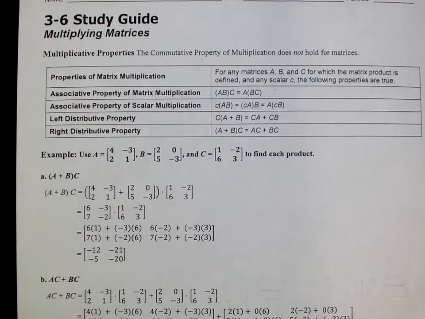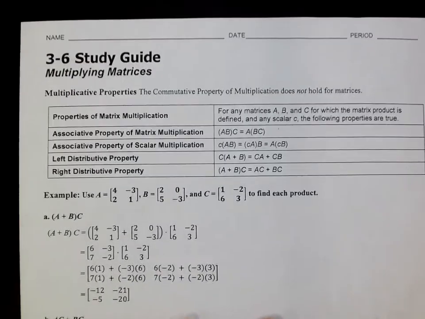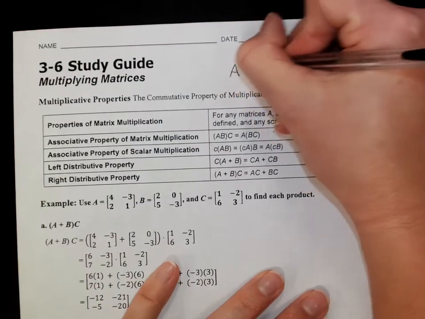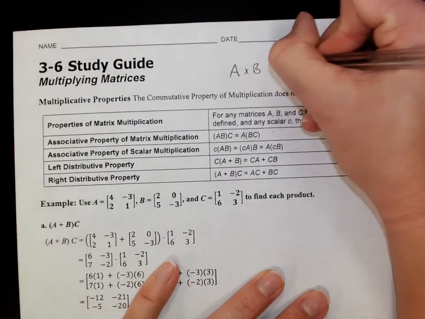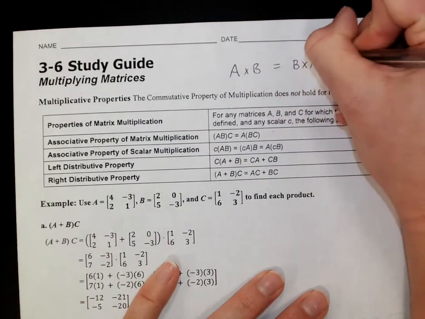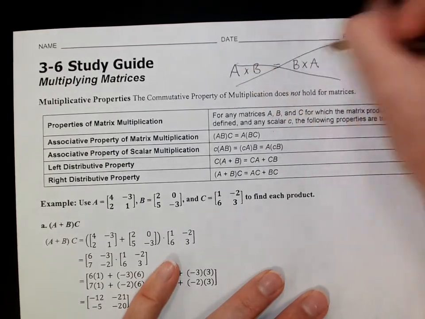Okay? Now on the back of these notes, there's a couple of different properties of matrices. These are just your associative and distributive properties and stuff like that. Some of it's true for matrices and some of it's not. Notice we usually have the commutative property. The commutative property is that if you do A times B, that's going to be the same thing as B times A. In matrices, this is not true.